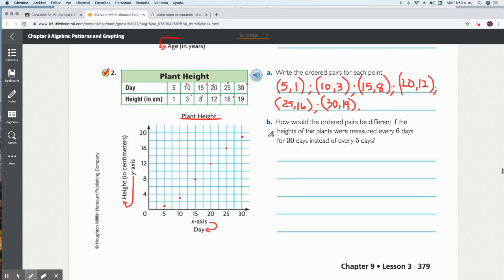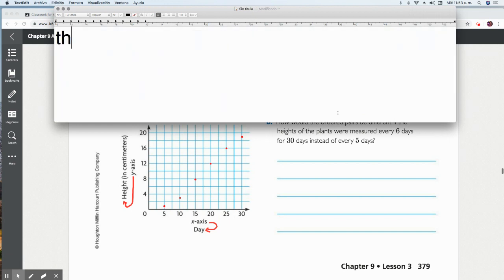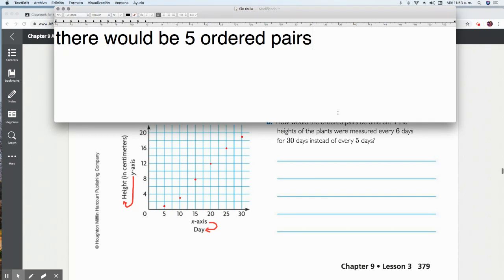Now let's go back to letter B. It says, how would the ordered pairs be different if the heights of the plants were measured every 6 days for 30 days instead of every 5 days? This is what I want you to write for letter B. There would be 5 ordered pairs instead of 6.